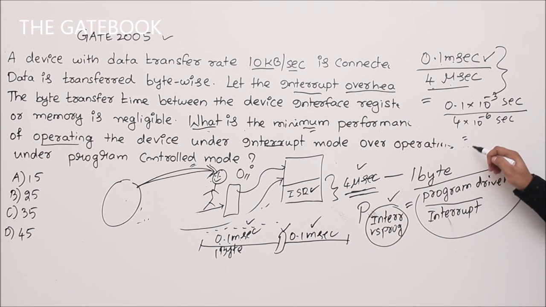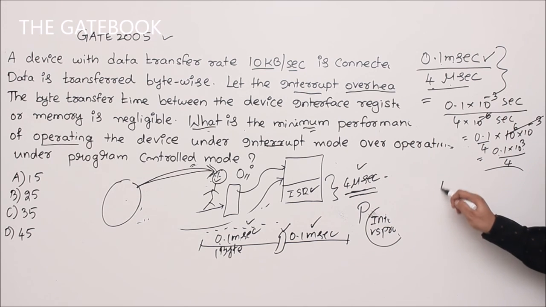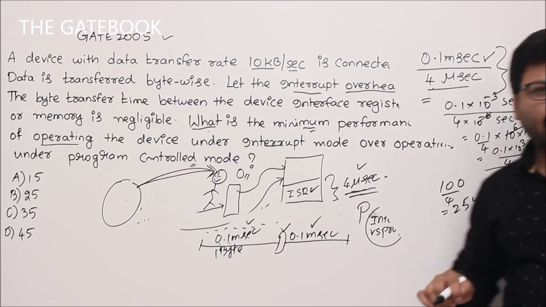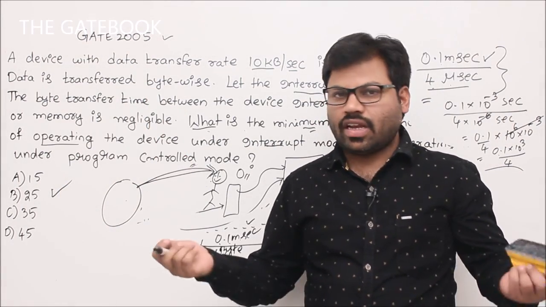Let us write 0.1 divided by 4, into 10 power minus 3 by 10 power minus 6. 10 power minus 6, if it goes up, would be 10 power 6 into 10 power minus 3. So 10 power 6 into 10 power minus 3 would be 10 cube, right? So it would be 0.1 into 10 cube by 4. Let us simplify further. 10 cube is 1000, into 0.1 is 100, by 4. So 100 by 4 is 25. So the final answer is 25, right? So option B is the right choice. In that way, we can answer this question.